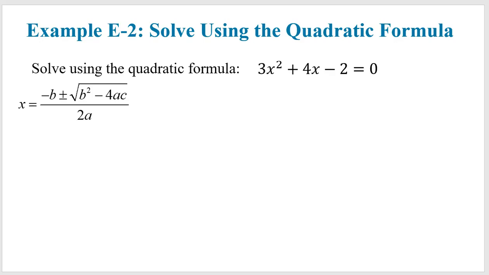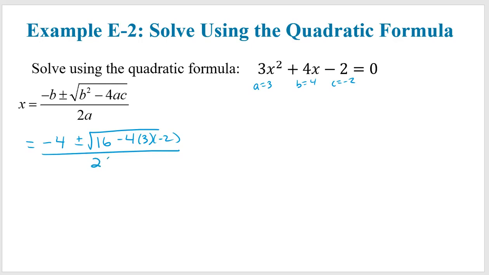All right, so first thing I'm going to do is identify my A, which is 3, my B, which is 4, and my C, which is -2. And then I'm just going to plug them into that formula and do a bunch of simplifying. All right, so the opposite of b is -4, so plus or minus the square root of b squared is 16 minus 4 times 3 times -2, all over 2 times a.